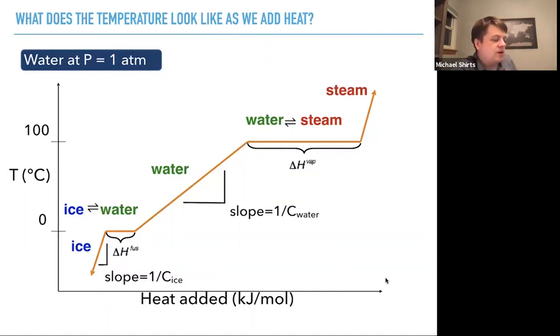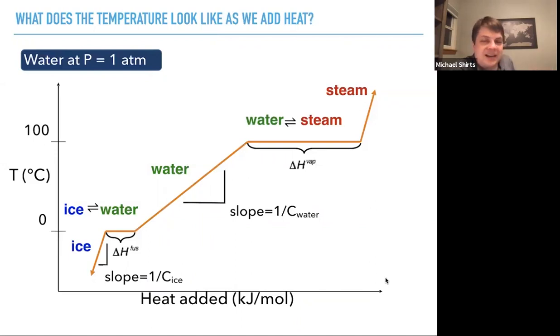If we're plotting heat added versus temperature, the slope will be 1 over the heat capacity. Remember, heat capacity is heat over temperature. We're plotting temperature by heat, and so the slope will be 1 over the heat capacity. So as you add heat, the temperature will generally increase until you reach the melting point.